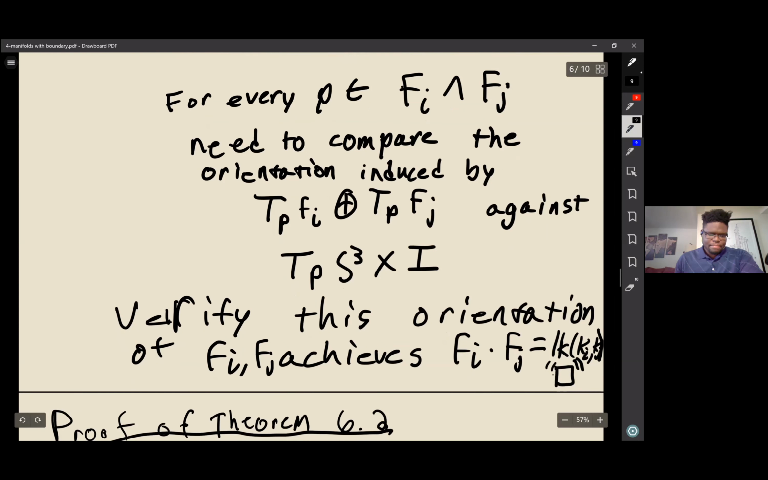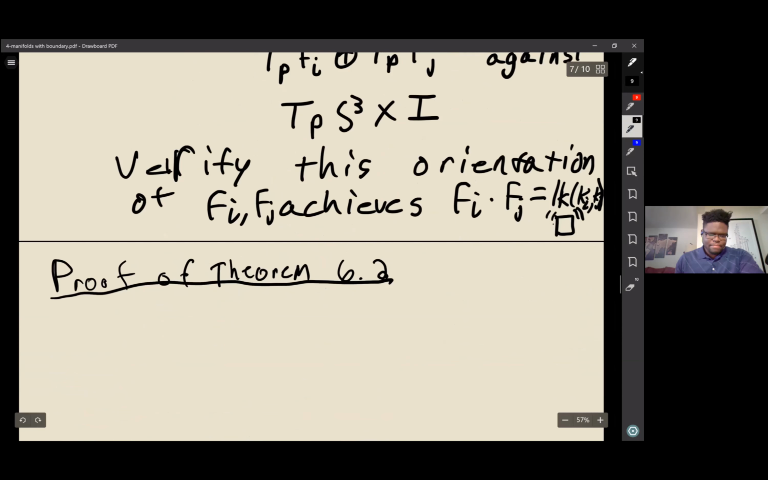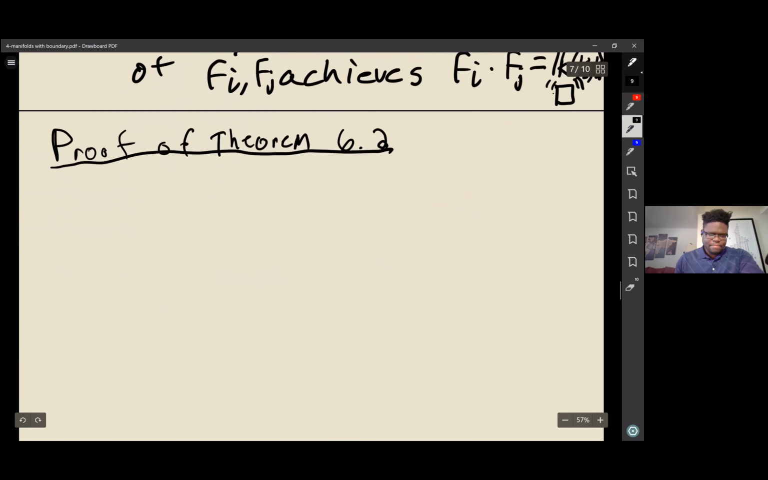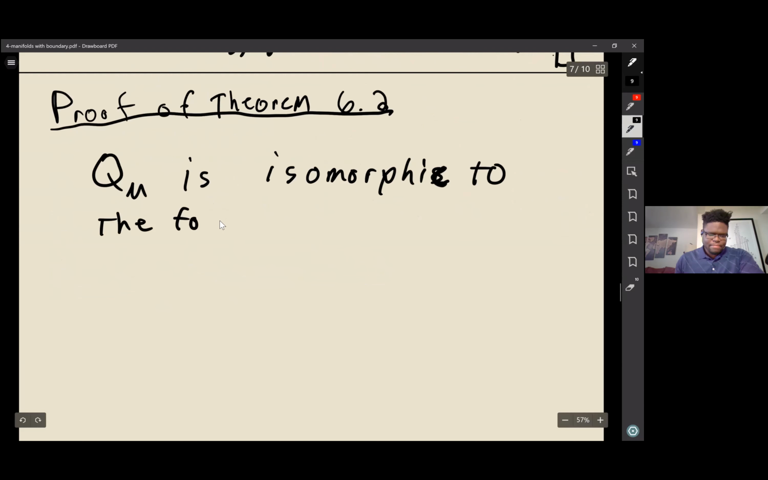Okay, so this is very handy because this now allows us to complete the proof of Theorem 6.2. And let's remember what that says. Right, that says that Q of M is isomorphic to the form presented by the linking matrix of L.